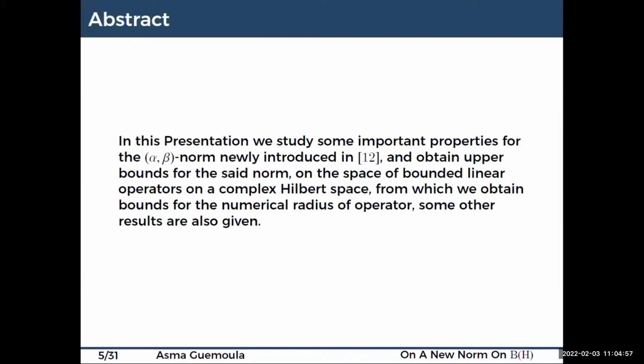Abstract. In this presentation, we study some important properties of the alpha-beta norm, newly introduced in reference 12, and obtain upper bounds for the said norm on the space of bounded linear operators on a complex Hilbert space, from which we obtain bounds for the numerical radius of an operator. Some other results are also given.